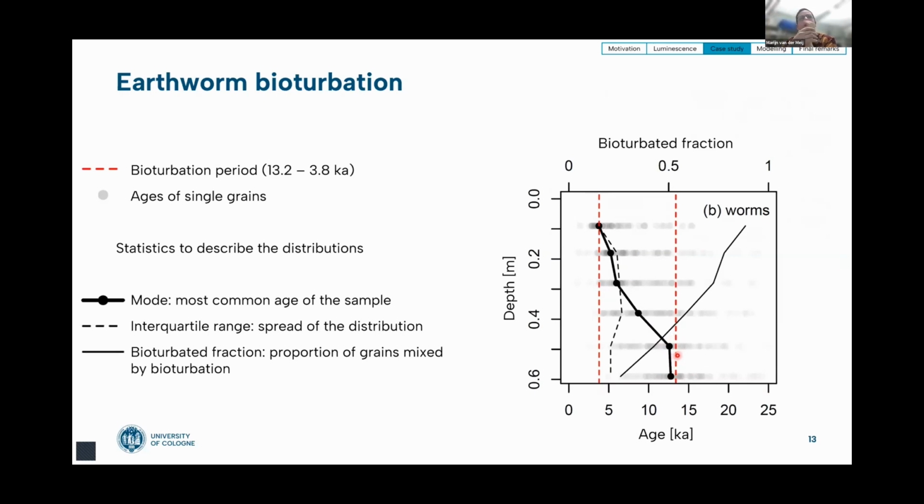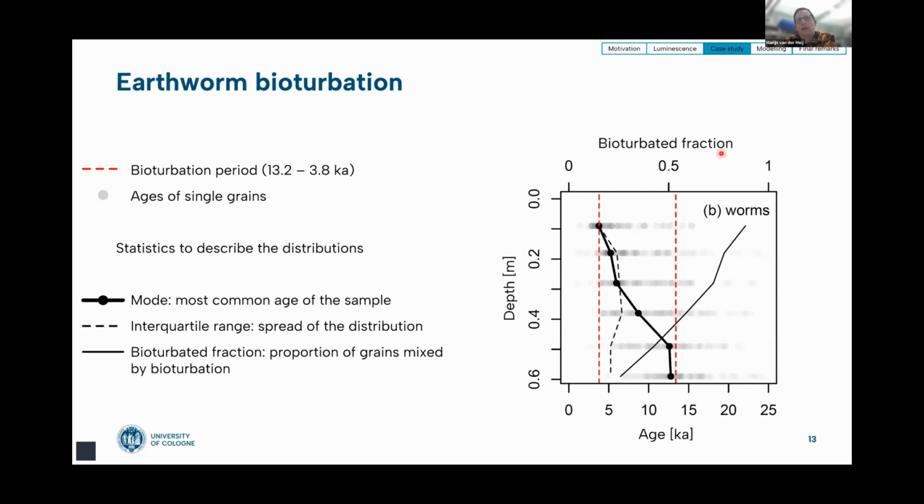The statistics of these distributions can tell us a lot about what type of process could have occurred here. As we saw before, with mounding you get narrow distributions, and with subsurface mixing you get wider distributions. So we try to use this information to deduce what type of process occurred here. We look at 3 properties. We look at the mode, which is the thick black line, the peak of the distribution, so the most common age of the sample, which could be the burial age or the bioturbation age, you could say.